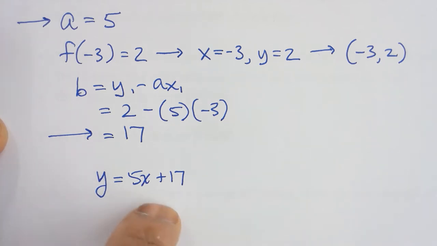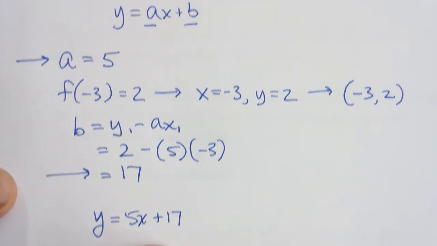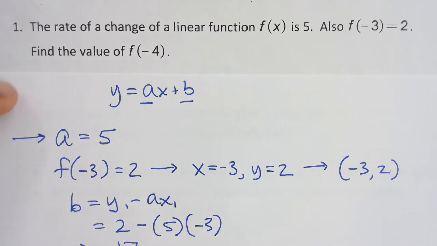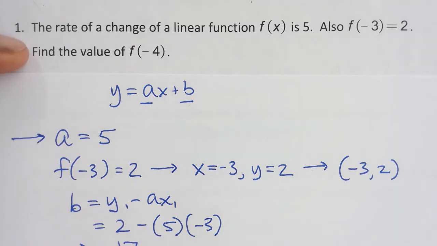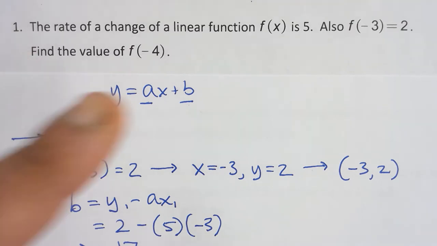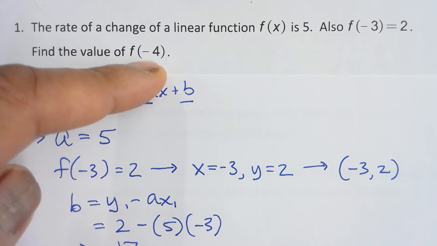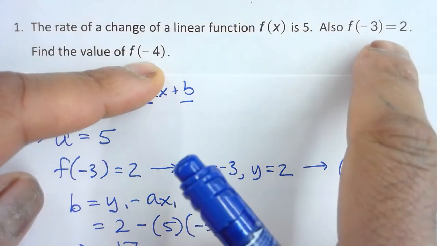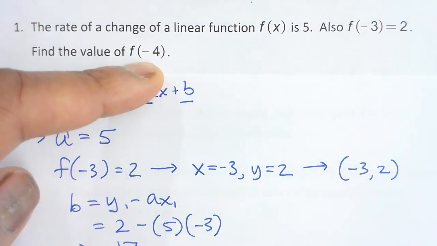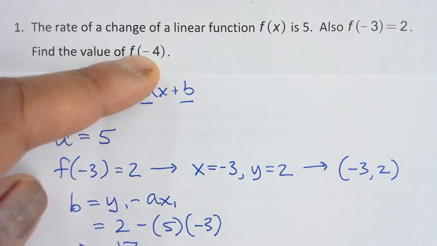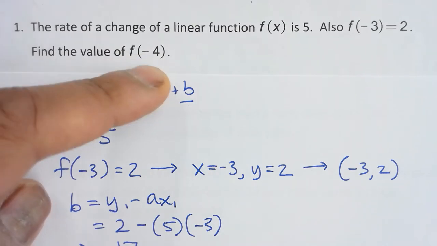Now that we have this rule, let's continue the question. I'll scroll back up to the top here. The question was asking us to find the value of f at negative 4, this thing right there. I just finished explaining what this meant, so hopefully we can decode what you're trying to find. And if you're not sure, let's do that over here.